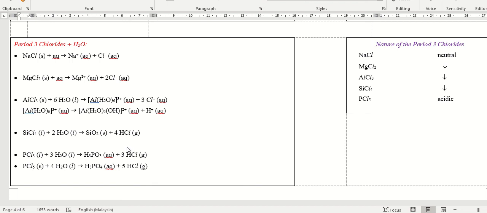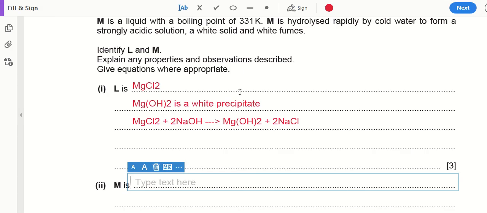Now, just now in the question, we saw that hydrolysis of this M will give us a white solid and also white fumes. This is a white solid and white fume. Here, no solid. There's only white fume. So M is silicon chloride. Now, again, let's go back to the question and let's answer the question. So, what is M? M is silicon chloride.